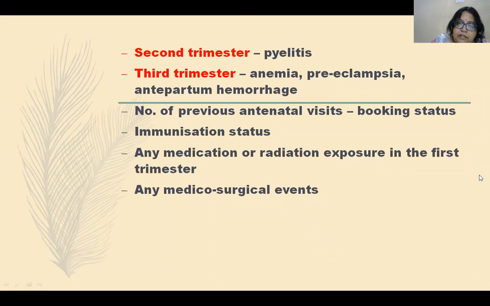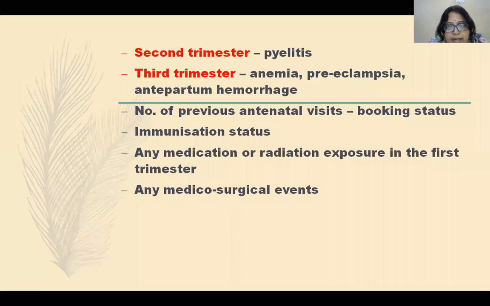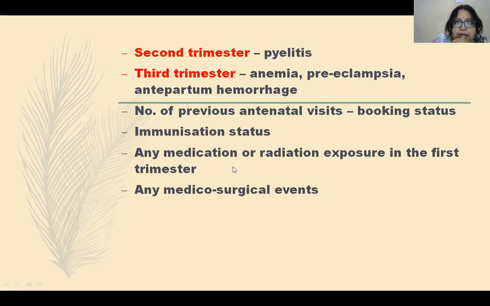Next, you need to inquire about any other medication she has taken, or any radiation exposure in the first trimester. These are important because the organs of the baby are formed during the first trimester, and any exposure to radiation or any medication contraindicated in pregnancy might lead to structural abnormalities in the baby. So you need to inquire about this.